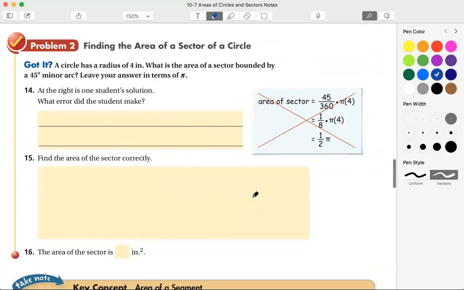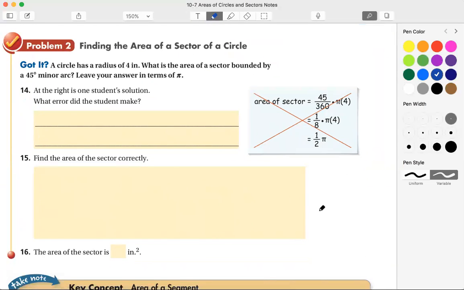Okay. So what happened here? So a circle has a radius of 4 inches. What is the area of a sector bounded by a 45-degree minor arc? Write my answer in terms of pi. So what did the student do wrong? Well, it looks like the student did not square the radius.